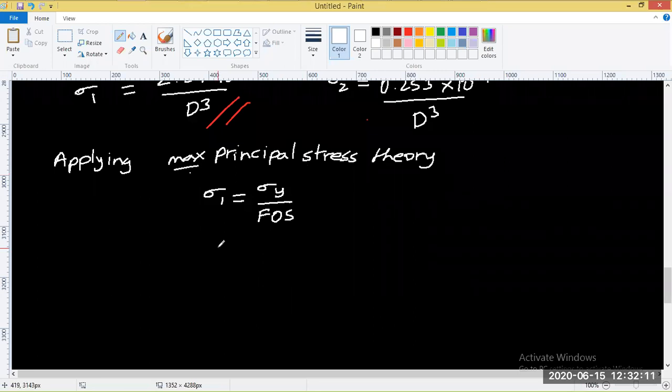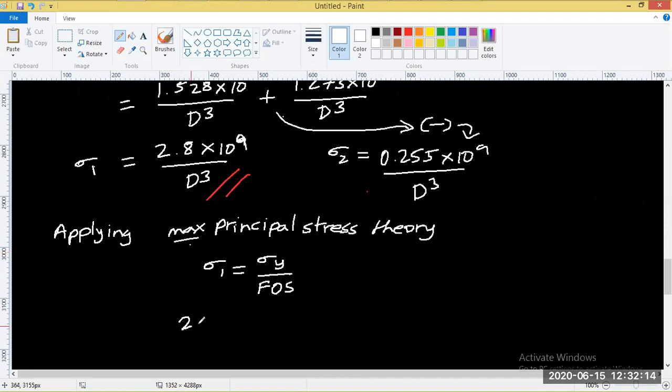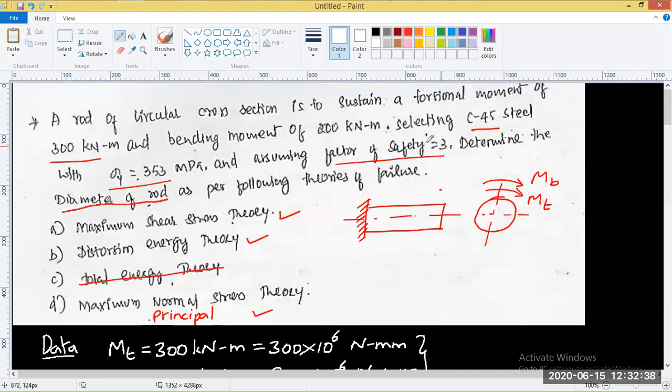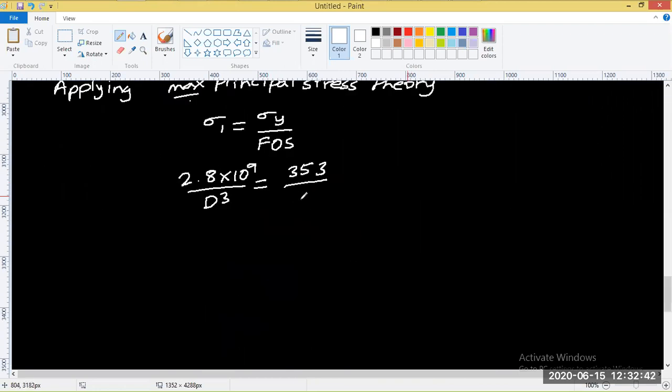Sigma 1 value now we have found out to be 2.8 into 10 power 9 by d cube. This is equal to sigma y, which is 353 Newton per mm square, by factor of safety. I think it was given in the data. Factor of safety you take as 3. Again, this is a standard value, standard equation. So with this we'll get the value of the diameter d. So what is the diameter according to maximum principal stress theory? We'll get one value here. Similarly, we'll replicate this for the other two theories of failure under consideration. So let's see the other two.